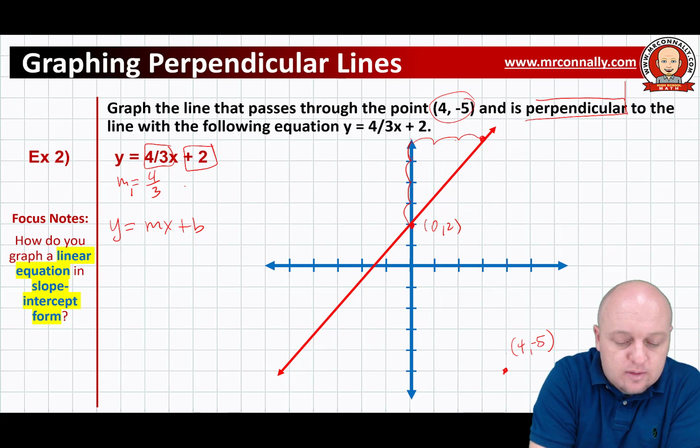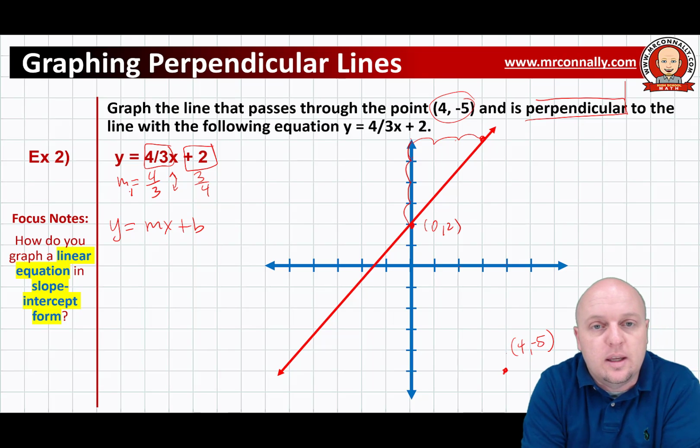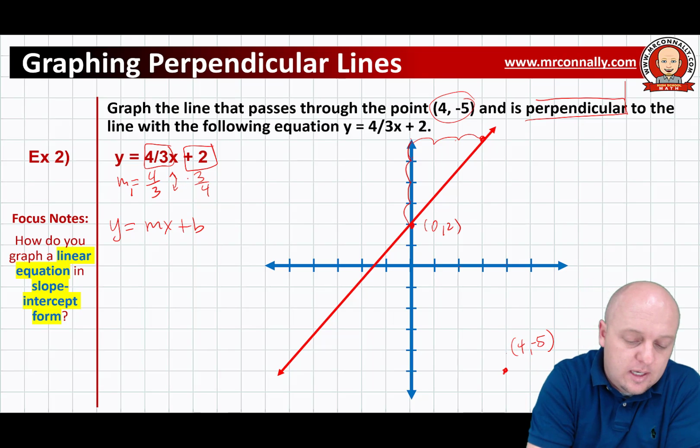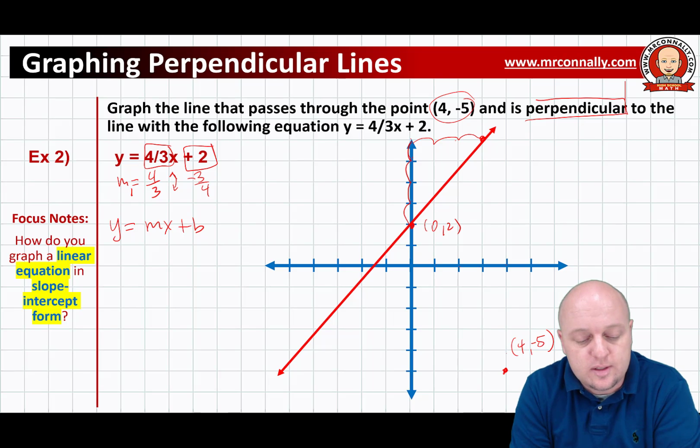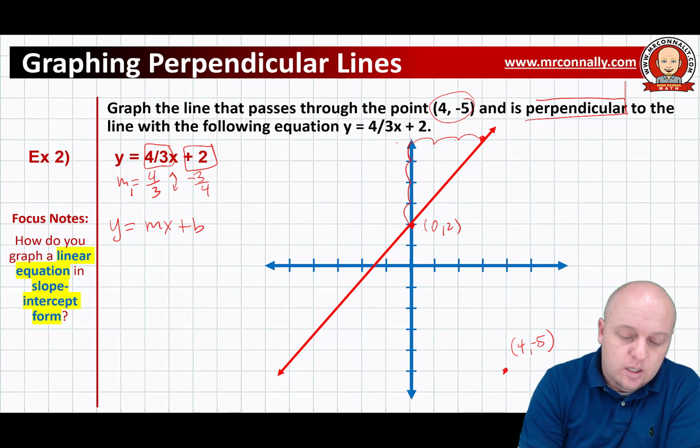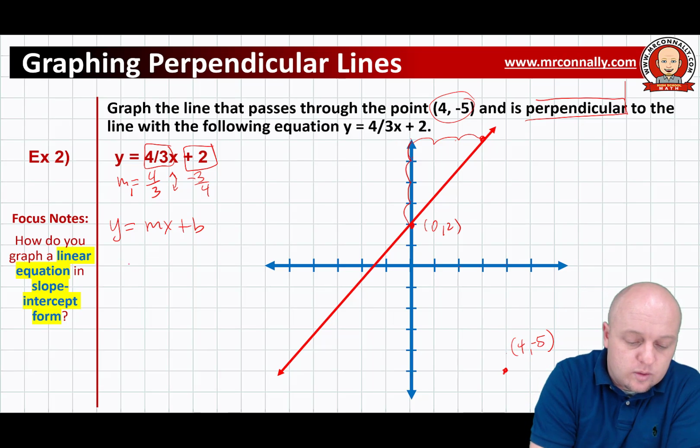So let's think of it this way. We can take the 4/3 and make it 3/4, and then we'll make it the inverse or the opposite, and it'll be negative. So the slope of the second line is actually going to be -3/4. So it's going to go down 3 and right 4 as opposed to going up 4 and right 3. Okay, so we know it's going to be y equals -3/4 x plus b.